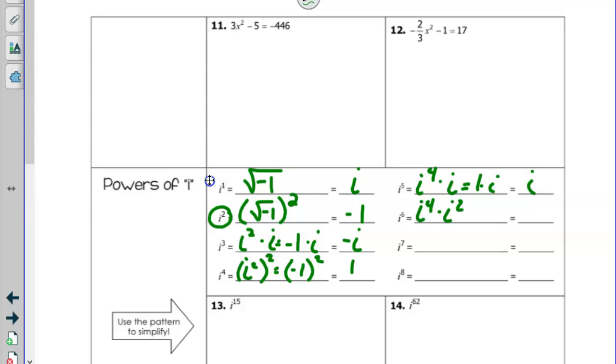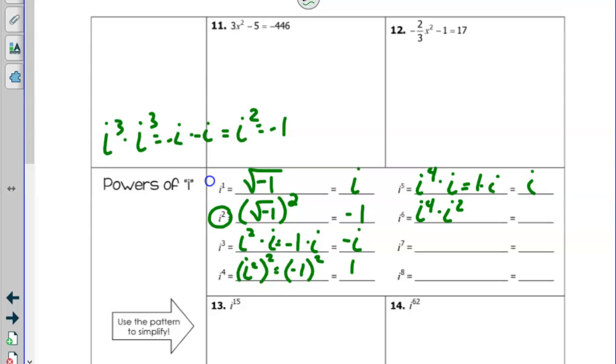What she did was absolutely right. She did i cubed times i cubed, because that would be i to the 6th, right? Well, we already know i cubed is negative i, so you should have negative i times negative i. A negative times a negative is a positive, and i times i would be i squared. Then i squared equals negative 1. That's one way to do it. Absolutely right. Or what you said, i to the 4th times i squared.